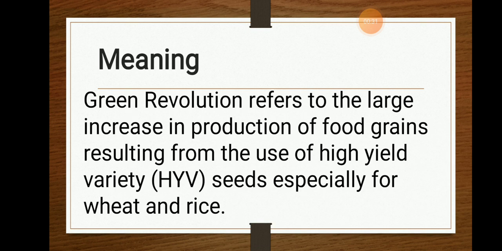The green revolution refers to the large increase in the production of food grains resulting from the use of high yield variety HYV seeds, especially for wheat and rice. What does green revolution particularly mean? The word green refers to agriculture or forestry. Based on agriculture, an increase in productivity, production or cultivation leads to the green revolution, which can also be described as a spectacular or drastic change in the agricultural sector, with increased productivity.